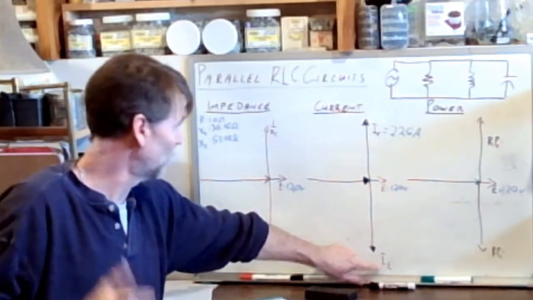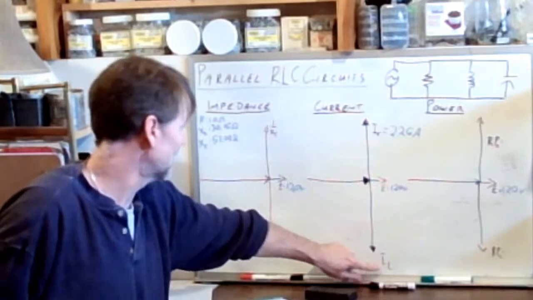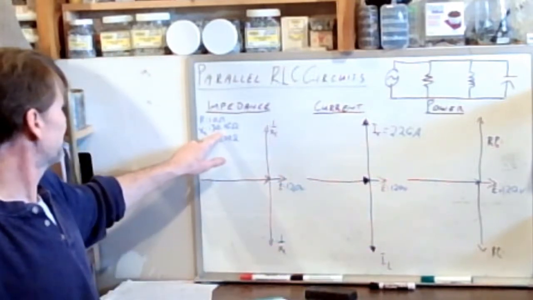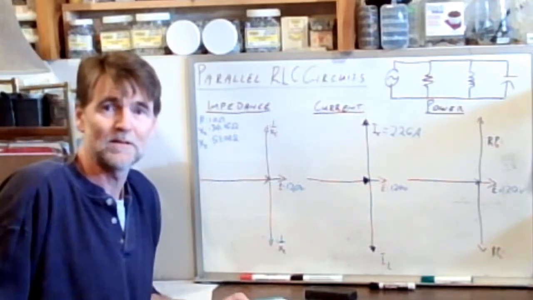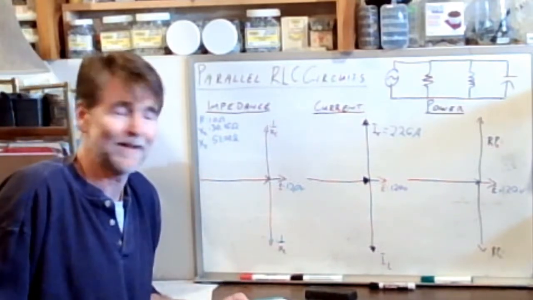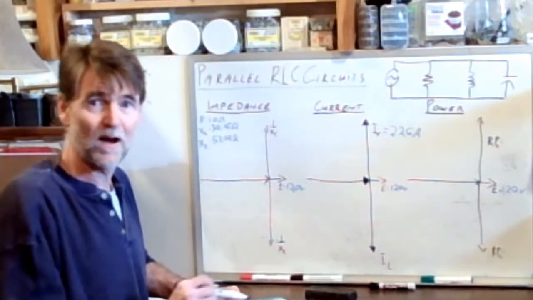Okay, let's do the same thing for IL. IL equals the voltage, 120 volts, divided by XL, the inductive reactance. XL, 30.16 ohms. Hit pause. Come on back. IL equals 3.98 amps.